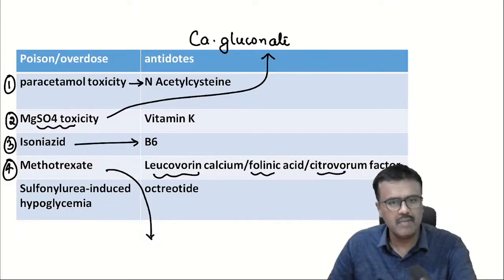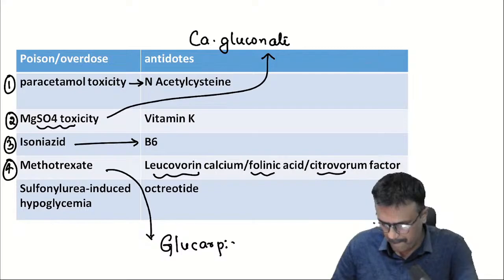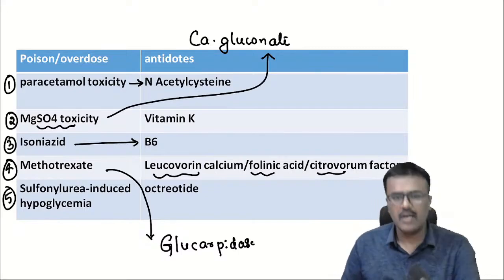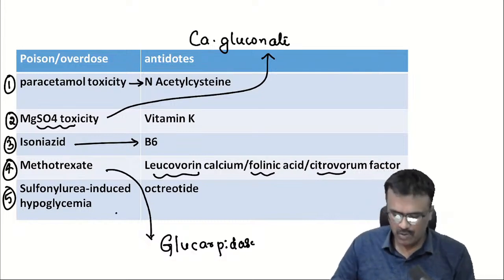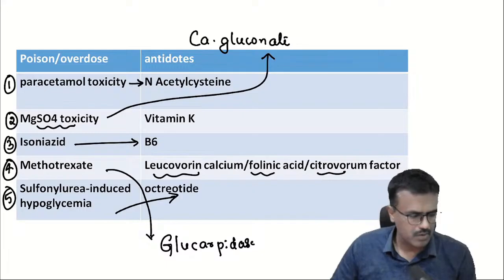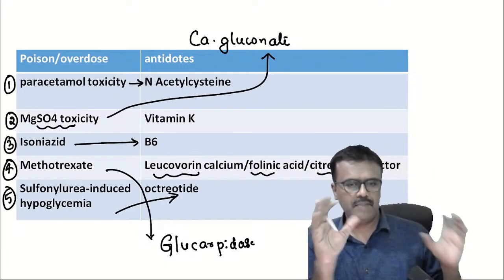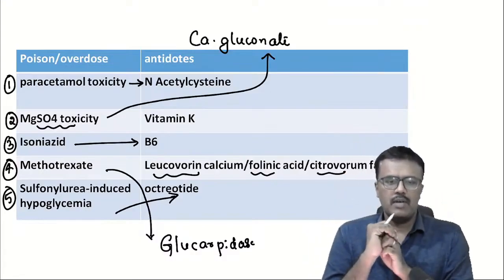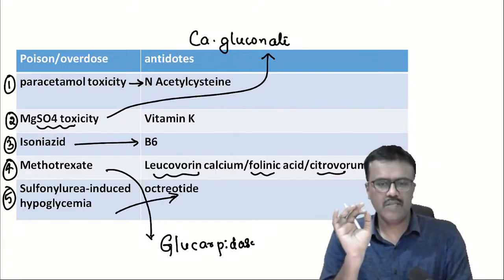Any idea what is the name of the enzyme? It is called glucarpidase. Sulfonylurea: when we start sulfonylurea overdose, patient will have hypoglycemia. How do you overcome that? The drug is octreotide. So please understand, every exam the antidotes are a must. Don't lose 1 mark. You will 100% get an antidote question or poisoning treatment.